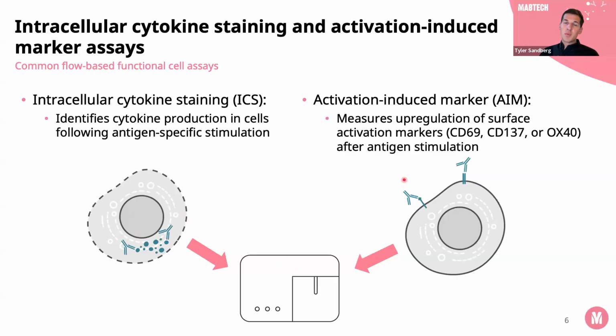The other flow-based method, which has become quite popular in the last few years, is the AIM assay, the activation-induced marker assay. Rather than looking at cytokine secretion or production, you're actually looking at the upregulation of different activation markers on these cells. Common ones are CD69, CD137, and OX40, after the antigen stimulation. This has the added benefit that you can increase the time of stimulation, similar to ELISpot and FluoroSpot. But used together, like I said, you can get a very full picture of your T-cell response.